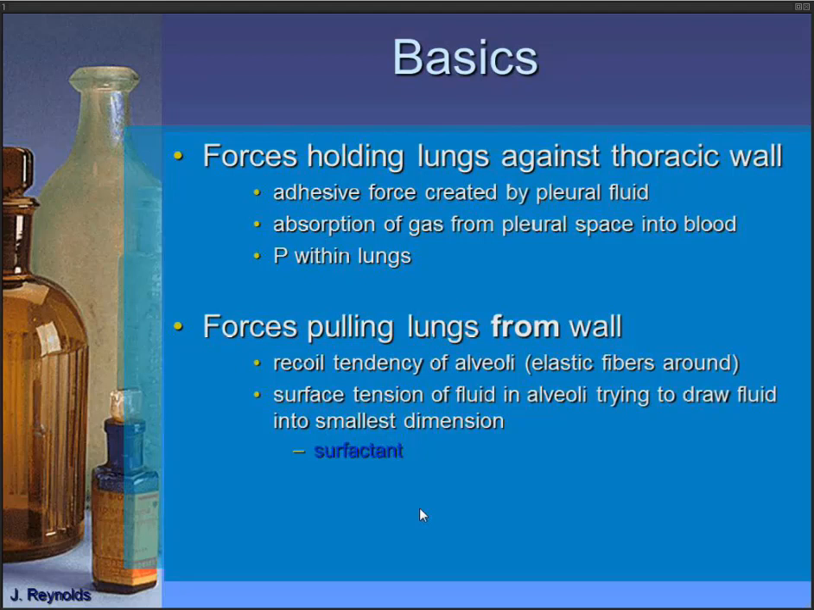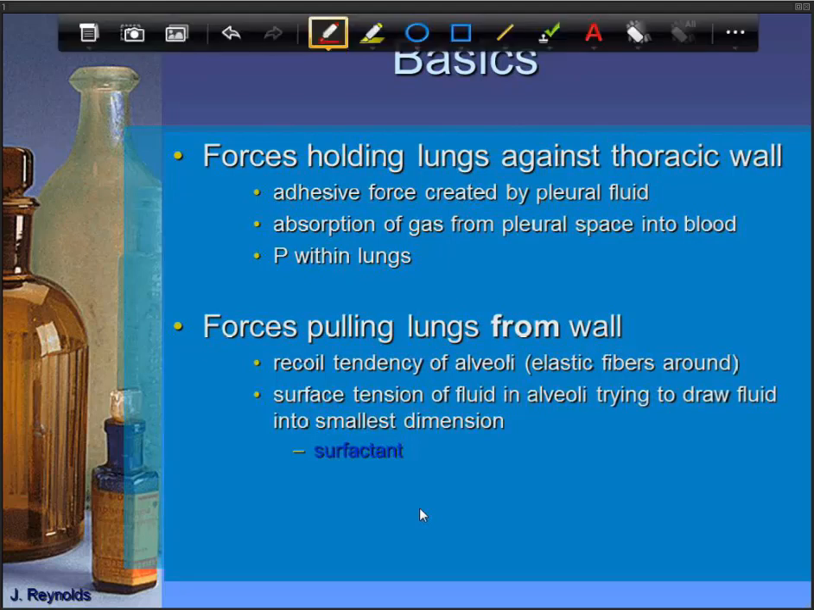Think about that balloon. If you blow it up, you don't make a knot, and you just let your fingers off a little, it's going to tend to collapse. It doesn't stay blown up if you don't keep your fingers on it or knot it. All right, so same thing here. You've got a recoil tendency of alveoli.